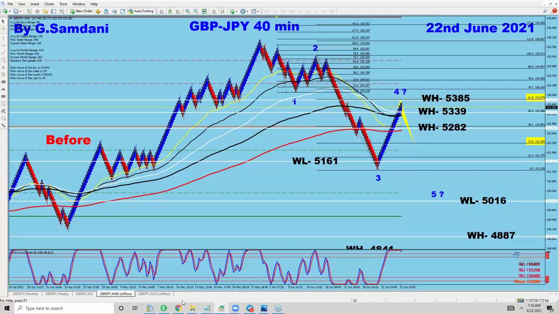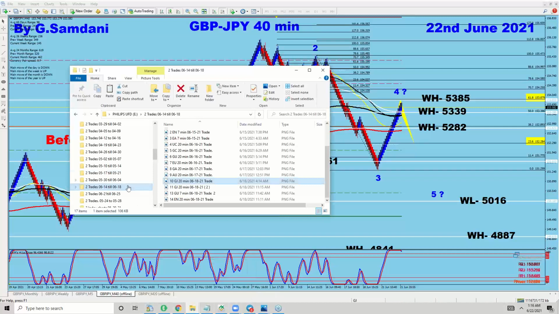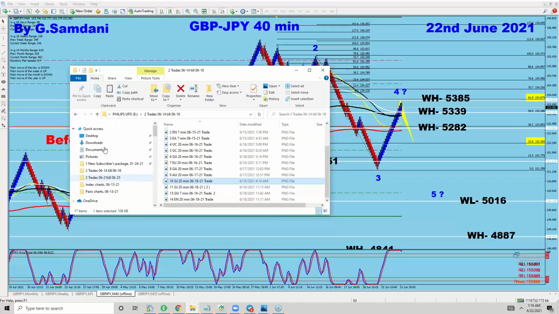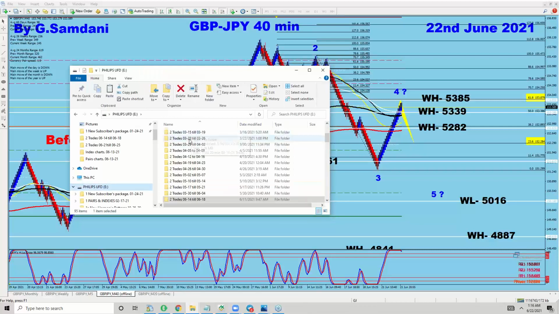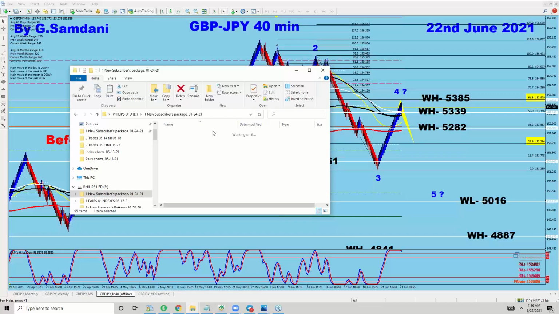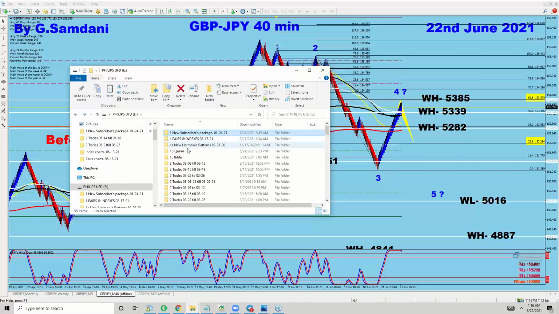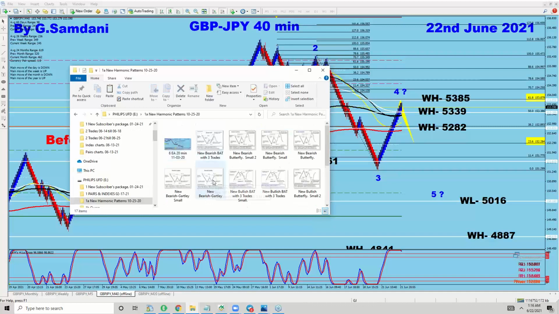And if you don't know what Gartley is, let me show you, I have made the diagrams. Where are those diagrams? Let me just quickly find them. Okay, hold on. Just a minute. New bearish Gartley. Okay, here it is.